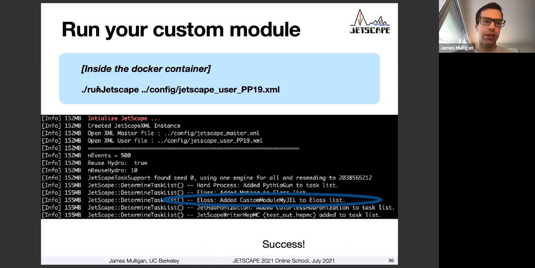And then we just want to go ahead and run JETSCAPE again. So inside the Docker container, we run the same command as before, running JETSCAPE pointing to our XML configuration that we just added. What you want to do is look a little bit more carefully at the output here. Towards the beginning, when JETSCAPE is initializing, there will be some printouts saying JETSCAPE determine task list. Then there will be a list of all the modules that JETSCAPE is initializing. So there's hard process and so on and so forth. If everything went correctly, you should see a line that says added custom module myjel to the task list. That means now JETSCAPE is really running our module. We successfully incorporated it into the framework.